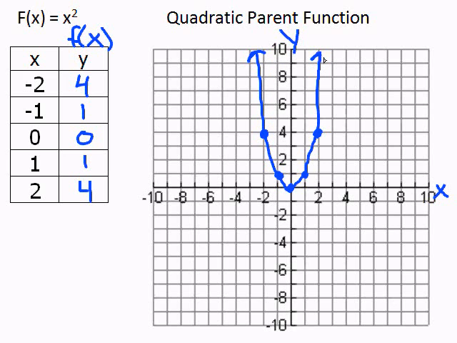It makes kind of a U shape, not really V, not really U, but kind of U shape. And again, we call the shape of our quadratic parent function a parabola.